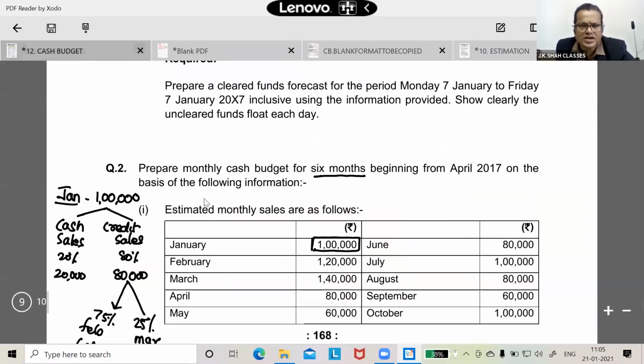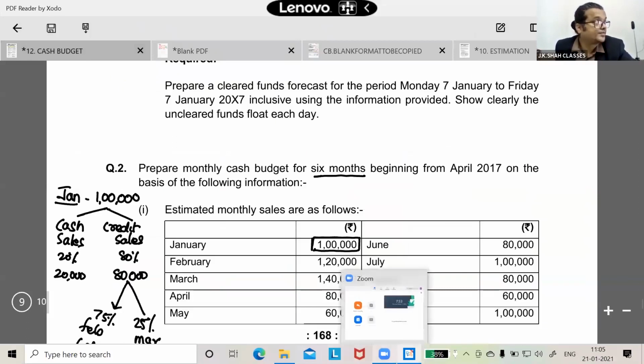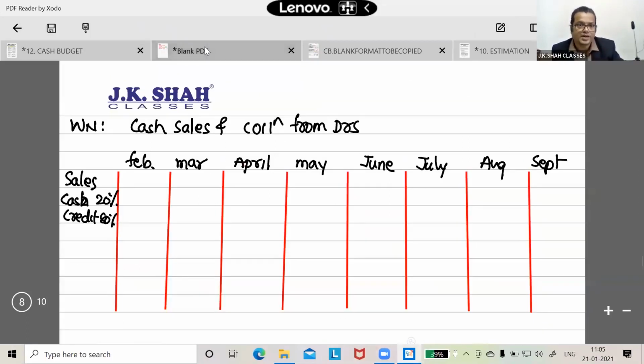Okay. What is the sale of Feb? 120. Okay. So let 120 over here. Now 20% of this means 24,000. 80% would be 96,000. Correct. Now see, cash sales. Okay, we are making it from April. So this cash sales is of no use. But what will happen? This credit sale, guys.